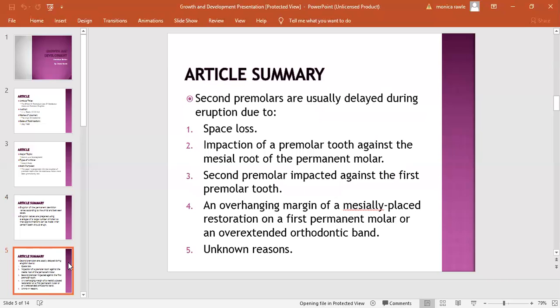So second molars are usually delayed during eruption due to space loss, impaction of a premolar tooth against the mesial roots of the permanent molar, second premolar impacted against the first premolar tooth, an overhanging margin of a mesially placed restoration on a first permanent molar, or an overextended orthodontic band, and it can also be due to unknown reasons.